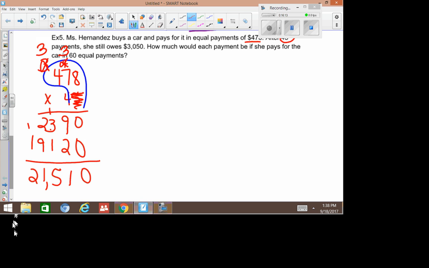Is that all that the price is? I want you to finish reading this sentence that says after 45 payments. After 45 payments, what? Still owes $3,050. So is this all that she's paid for? This is all I have paid for now, but how much is still left? Yeah. So I have to take this, and I still have to put that $3,050 on there.